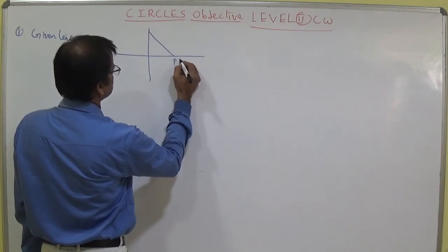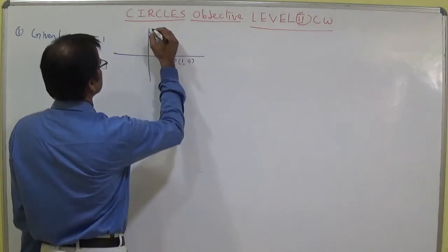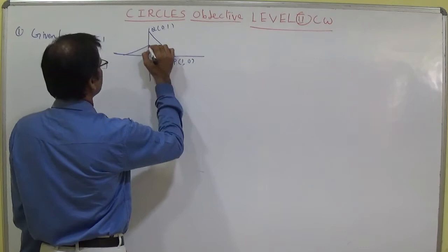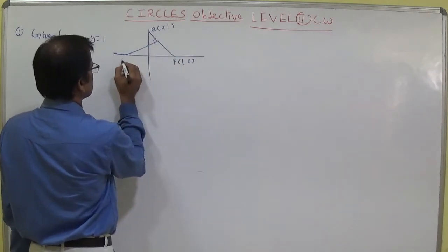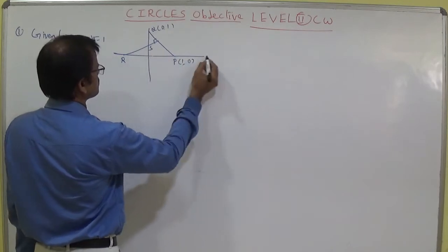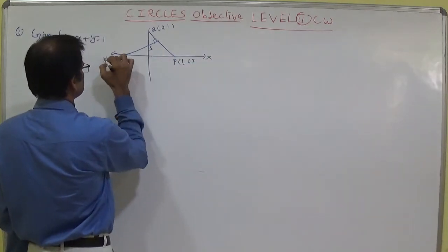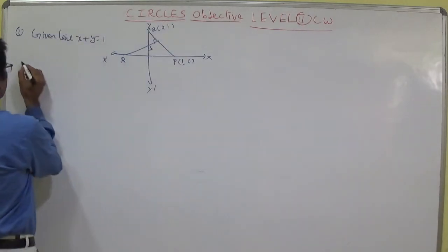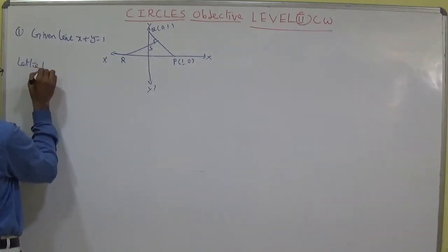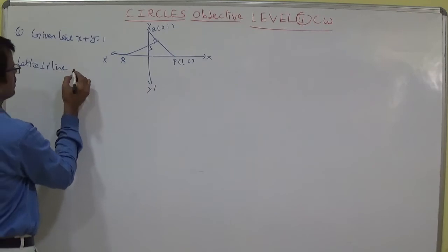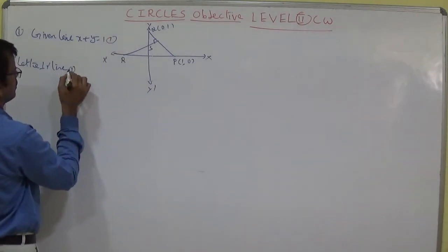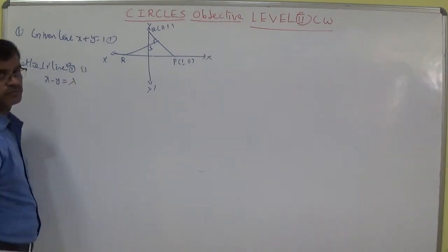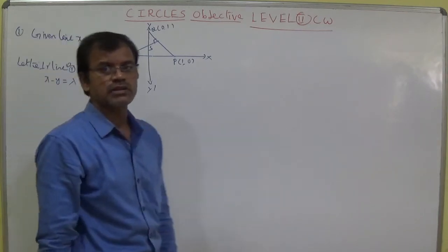Here he is mentioning the point P, 1 comma 0. This is Q, 0 comma 1. The perpendicular line of this PQ intersects the same axes, x axis and y axis, at R and S. So this is x and x dash. This is y and y dash. Let the perpendicular line of 1 be x minus y equal to lambda. Constant we don't know, we can say it is x minus y equal to lambda.